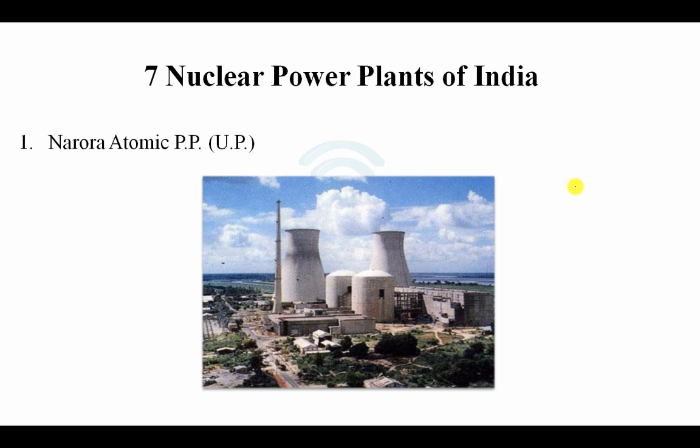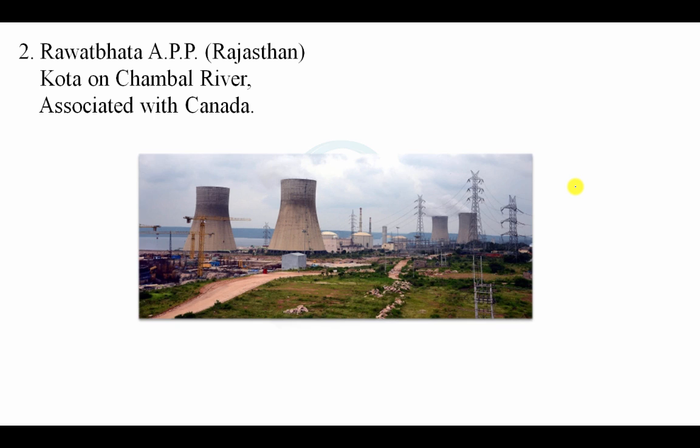Okay, so first is the Narora atomic power plant. It is in UP. Second, Rawatbhata atomic power plant. It is in Rajasthan, Kota. One of the districts of Rajasthan is Kota. It is made on the Chambal River, and it is made in association with Canada. Rawatbhata is made with the help of Canada.